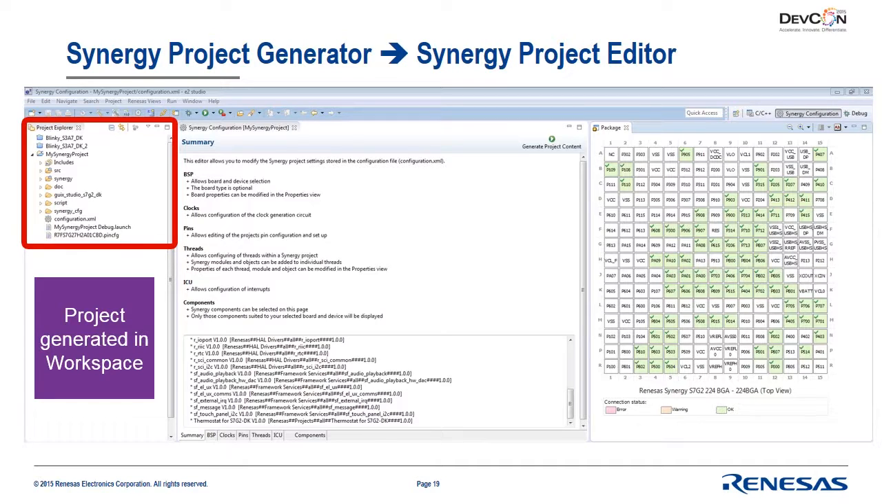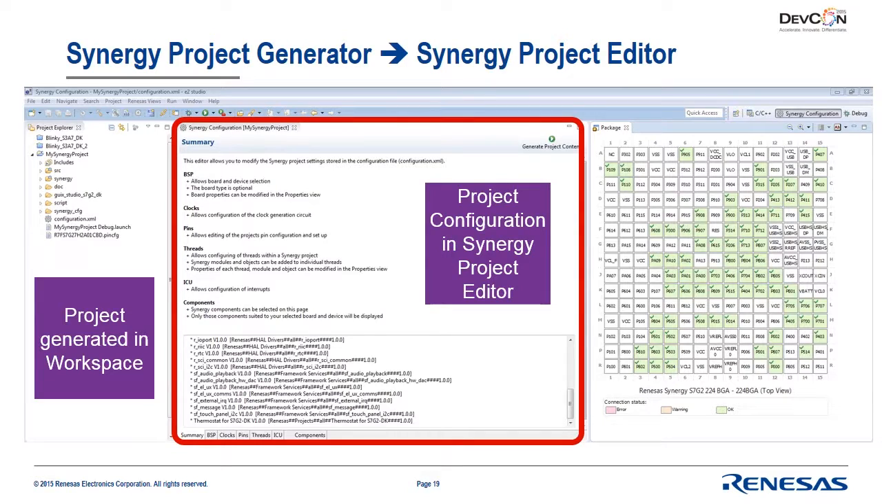So the project is created in the workspace, and this big window in the middle here is what we call the Synergy Project Editor. And the reason for that is because it's basically a tabbed editor inside Eclipse, where these different tabs are where you access the various configurators. So we'll go through each of these tabs, and I'll show you how this works.